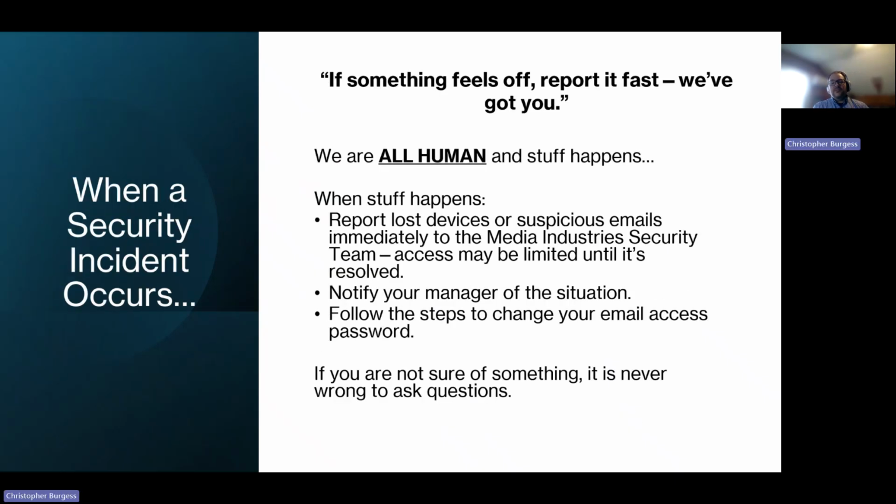It's a fact of life that stuff happens. We are all human, and when something like a security incident happens, Media Industries doesn't want to make their employees afraid to say something. Because we are relying on each other to be responsible when it comes to email security, that is why it is critical for employees not to be afraid to report security incidents.